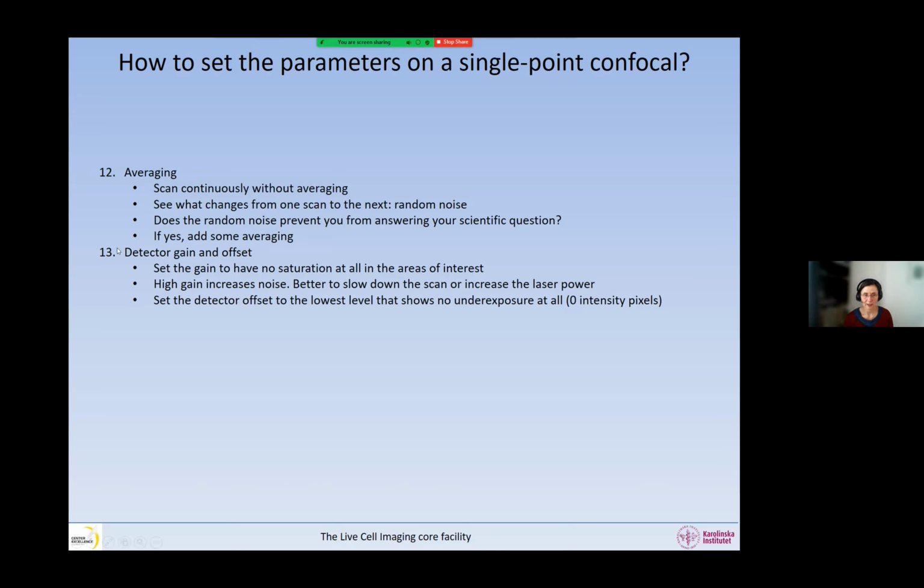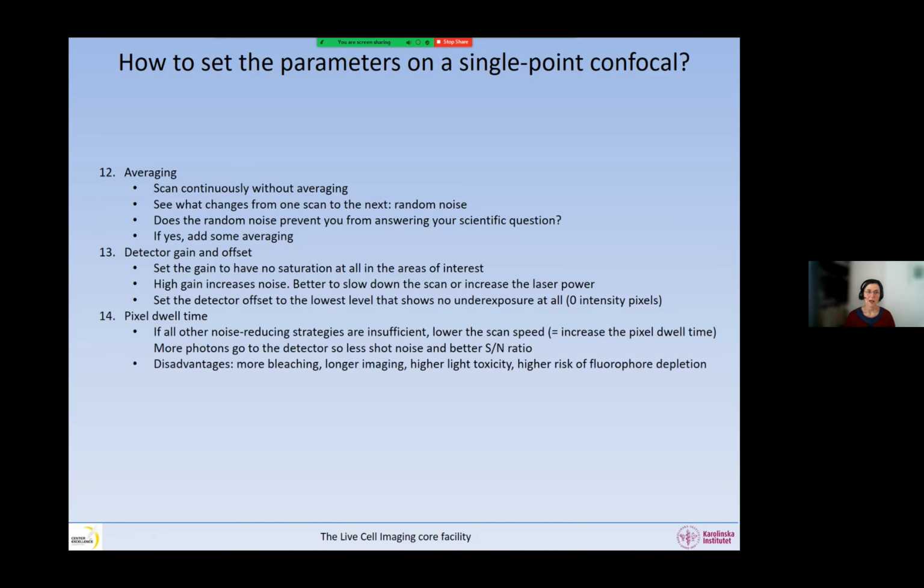Then you set the detector gain and the offset. And then you set the gain to have no saturation at all, and you can use a high gain. Remember that a high gain increases the noise, and therefore it's better to use a slower scan or increase the laser power. This would be your first option if you don't have a problem with high laser power. And set the detector offset to the lowest level that shows no underexposure. You should have no blue pixels. And then finally, you set the pixel dwell time, so they all talk to each other. So you'll probably have to play back and forth a little bit, but again, it's not set in stone.